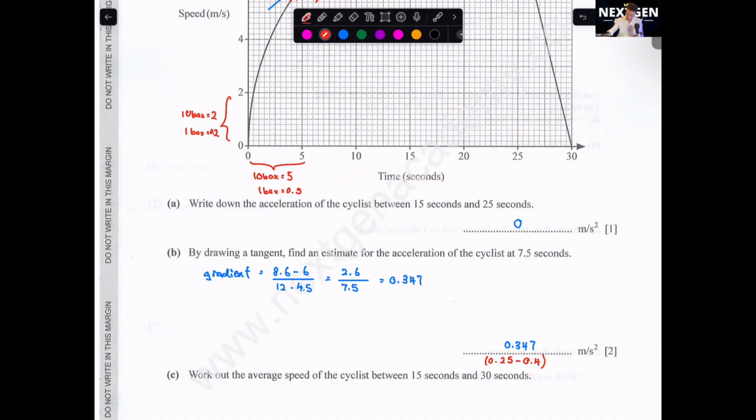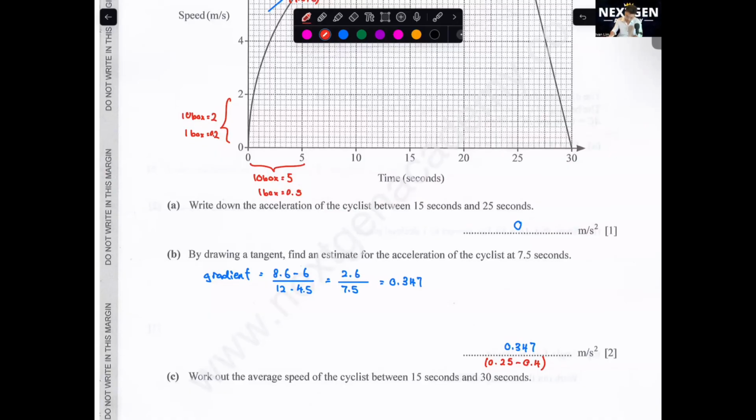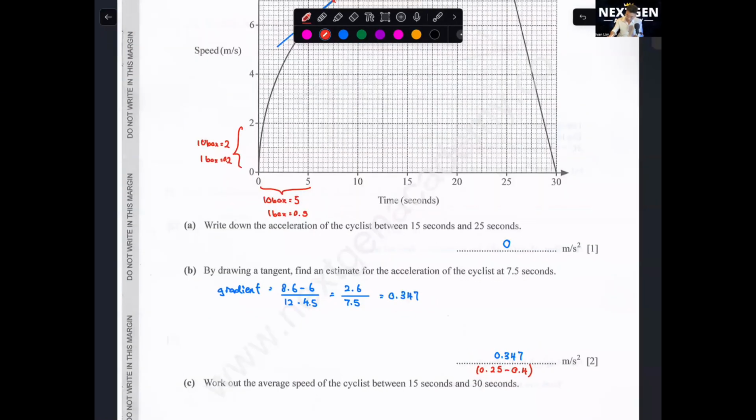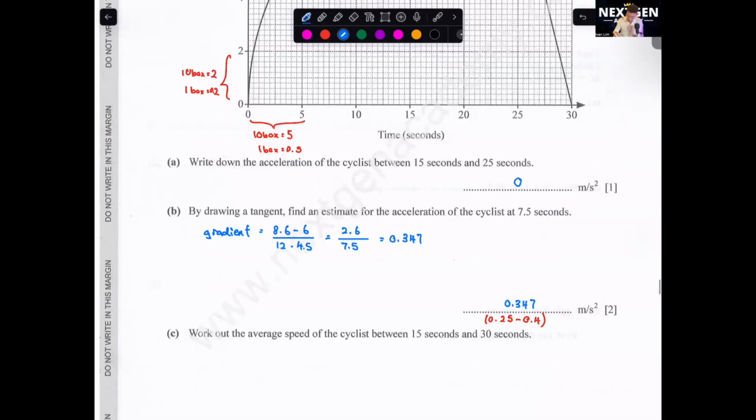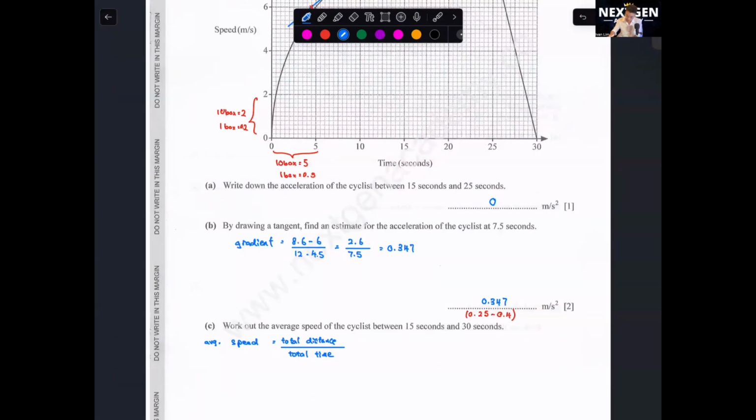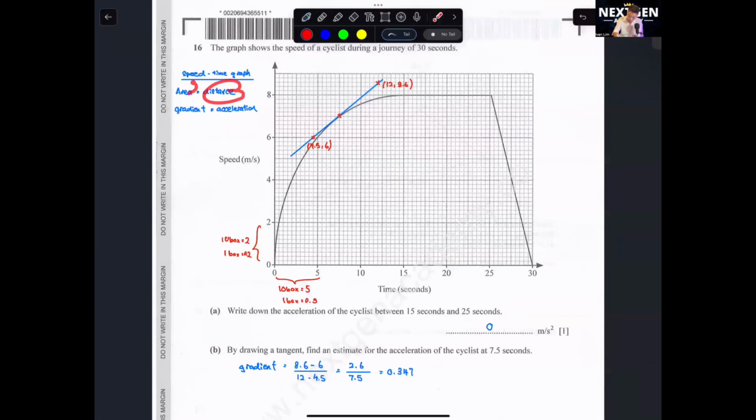Okay, the next one. Work out the average speed of the cyclist between 15 and 30 seconds. Okay, what is the definition of speed here? Average speed, to be specific, is equal to total distance over total time. Okay, we already know that the total time is 15 seconds. What is the total distance? We need to find the distance. Distance is represented by area.